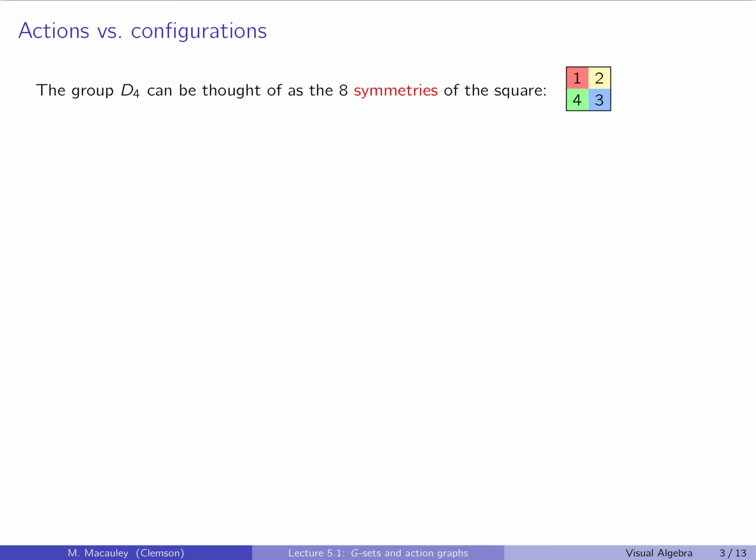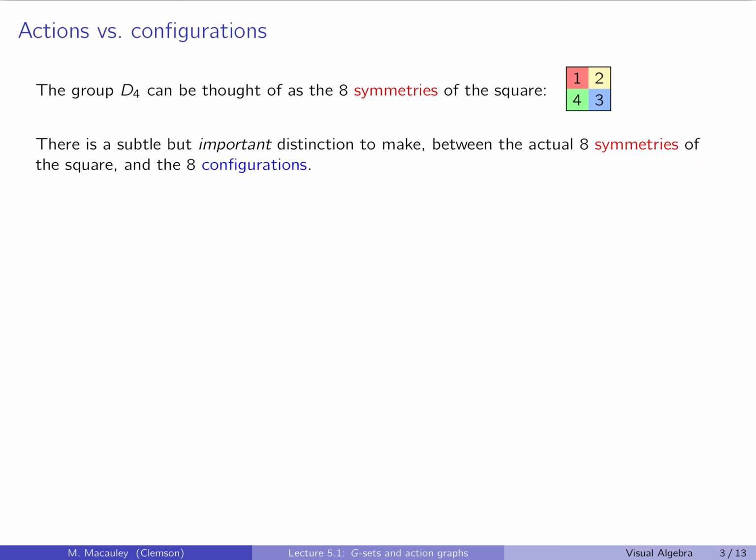The group D4 can be thought of as the 8 symmetries of a square. One of them is pictured here, like we saw in the first chapter. There is a subtle but important distinction to make between the actual 8 symmetries of the square and the 8 configurations.